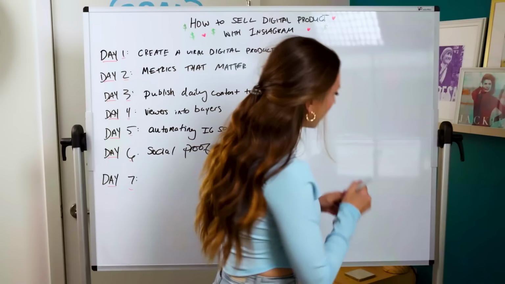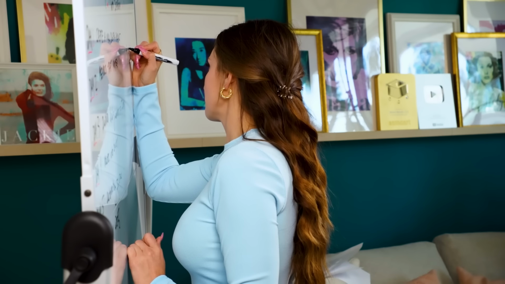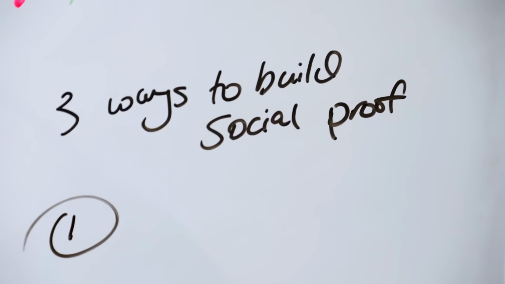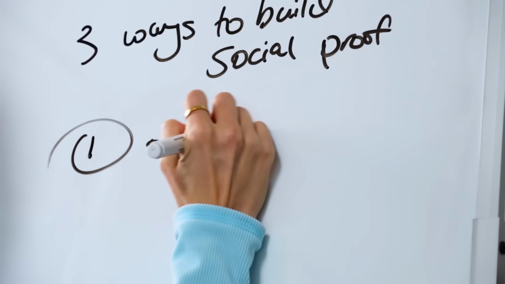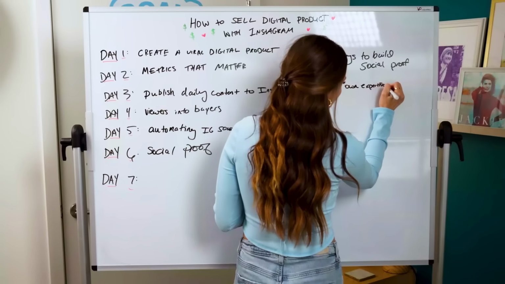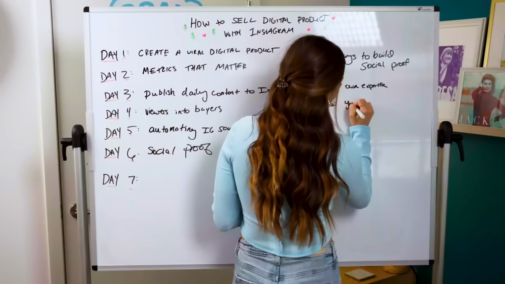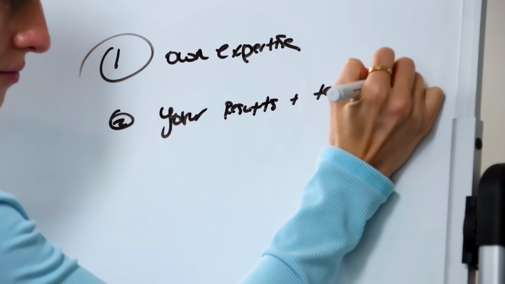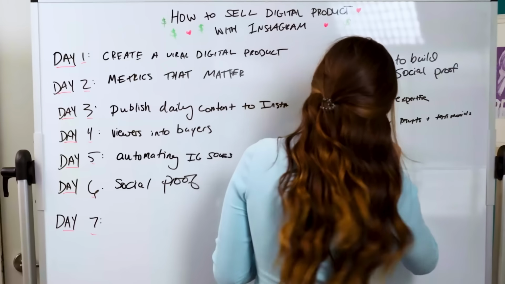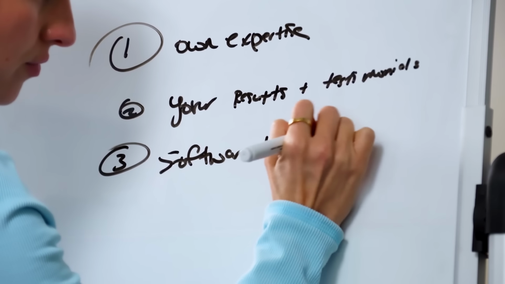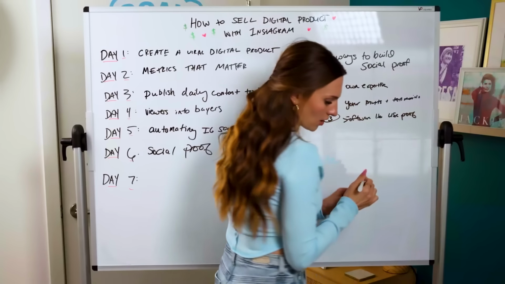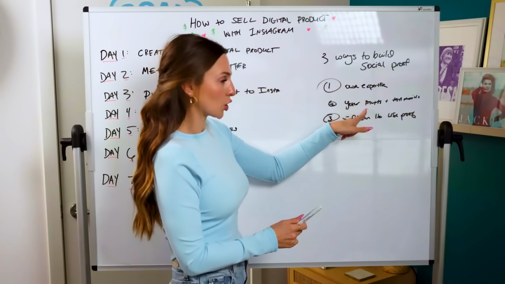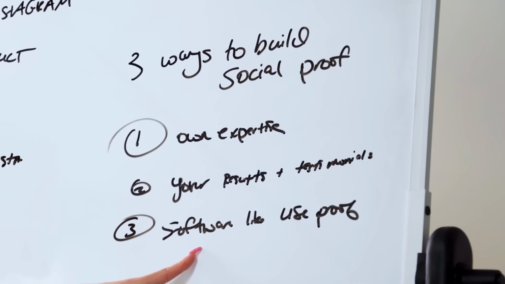Let's talk about the 3 ways you do this. So 3 ways, and anyone can build social proof, even if you're just getting started. 1, your own expertise and credibility. 2, your results and testimonials. We'll talk more about that one. 3, software like UseProof. And I'll tell you what that is too. Okay. So build social proof with your own expertise, your results and testimonials, and software like UseProof.